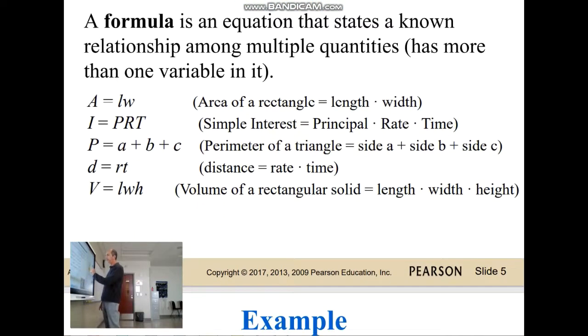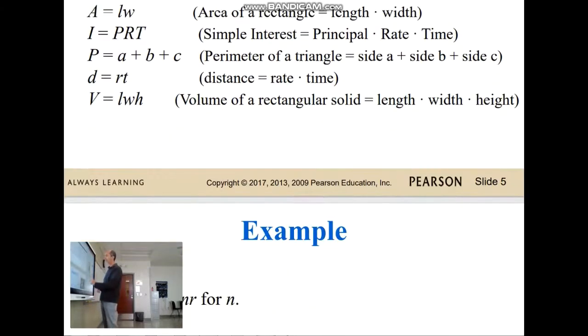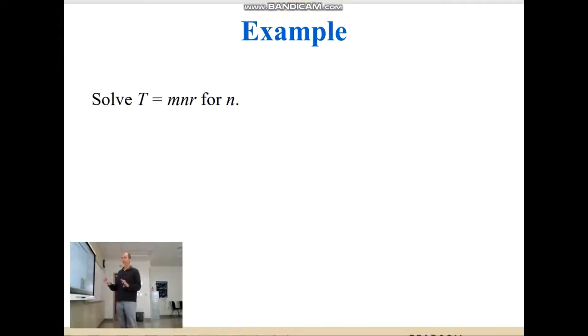And we have a few examples here. The area of a rectangle, the formula for the simple interest, the perimeter of a triangle, the distance, which equals rate times time, and the volume of a rectangular solid. So these are just a few examples of very common formulas. Well, before applying formulas, let's understand how to solve equations for specified variables.